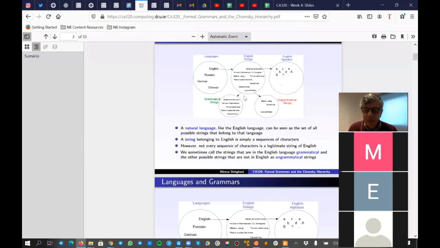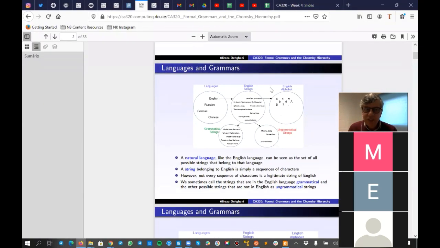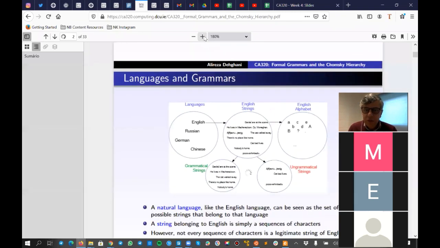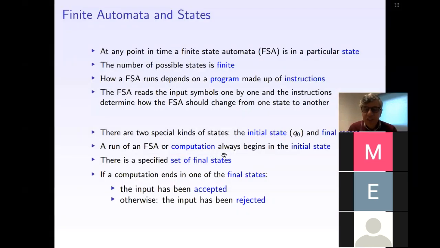Let's go back to this definition again here. As you can see here, let's zoom a little bit to get to this picture. Like I said, we have characters, we have strings, and out of all the possible strings, some of the strings are inside the language we are defining and some others are not. So here the machine tries to take a string and see if that string is accepted by that language or not.